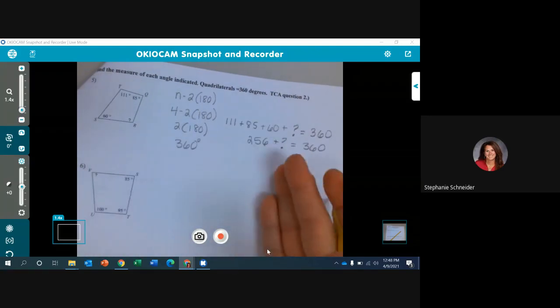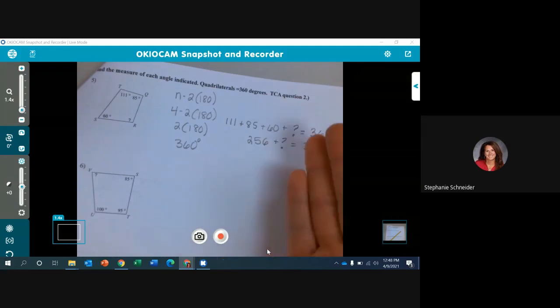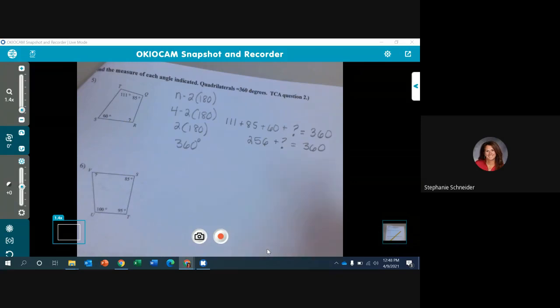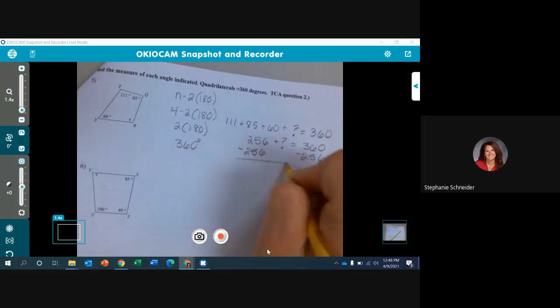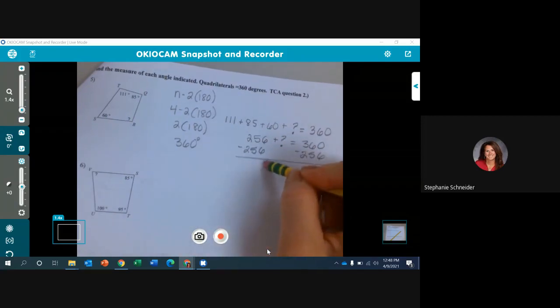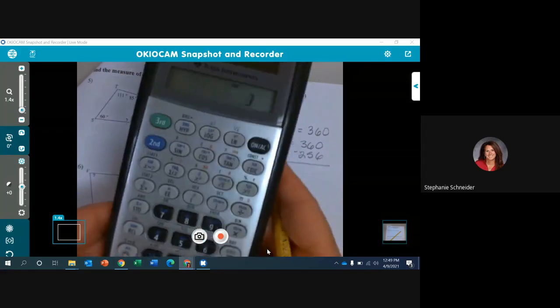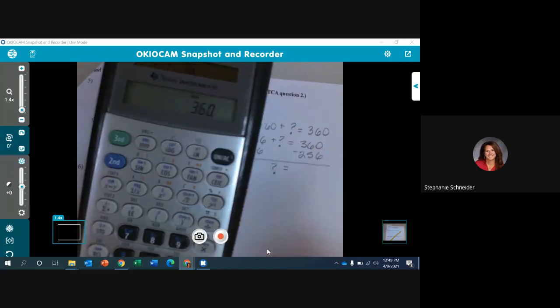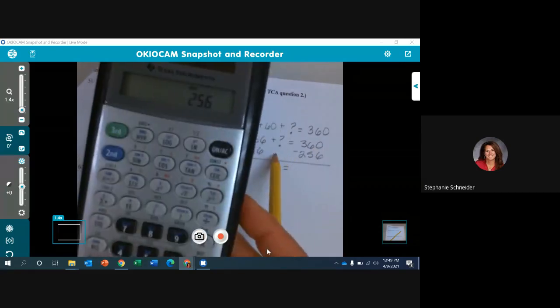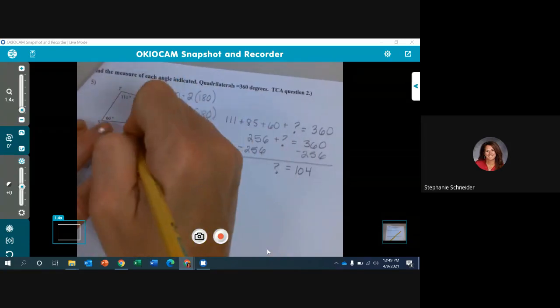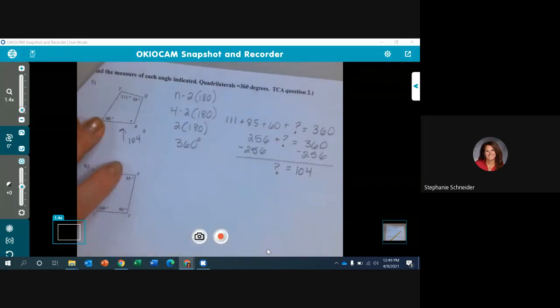So just like if that was a variable there, how do I get the variable or the question mark by itself? All right, I'm going to subtract both sides by 256. So minus 256 minus 256. And I get, whoops, not a 9, a question mark. My question mark, or my angle R here, is going to equal 360 minus 256, and that gives me 104. So this angle right here has to be 104 degrees.